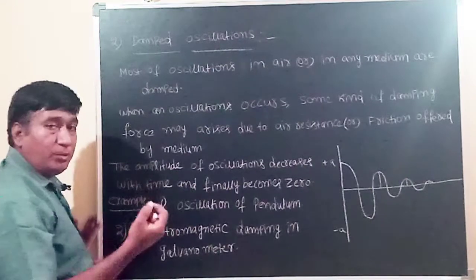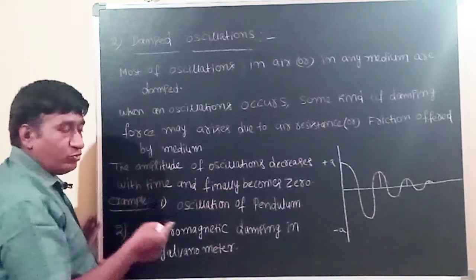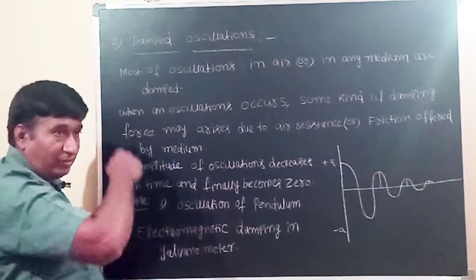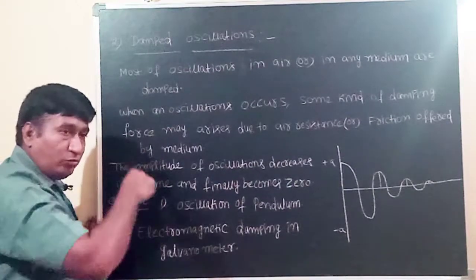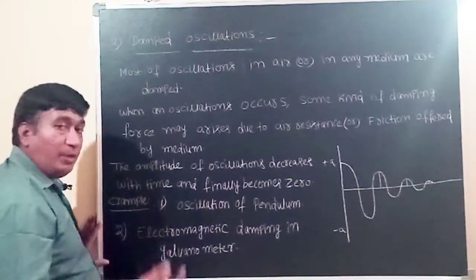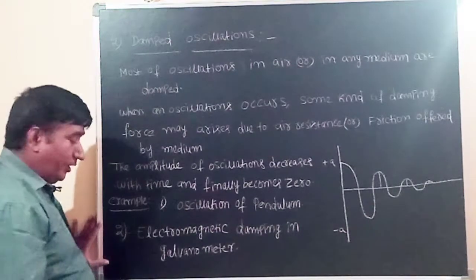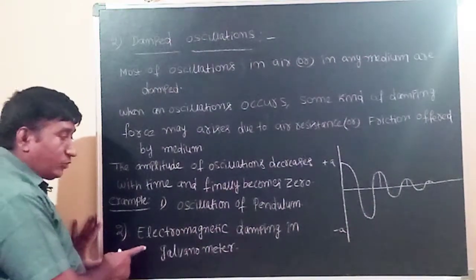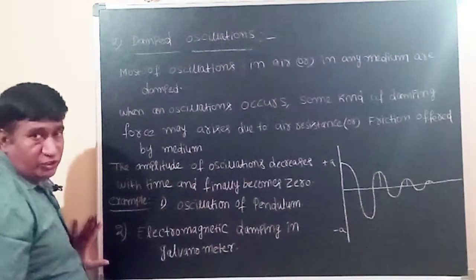So if you take a simple pendulum, apply a little force and then leave it, it will oscillate, the amplitude will keep decreasing, and finally it will come to rest at the mean position. Here is one more example: electromagnetic damping in a galvanometer.